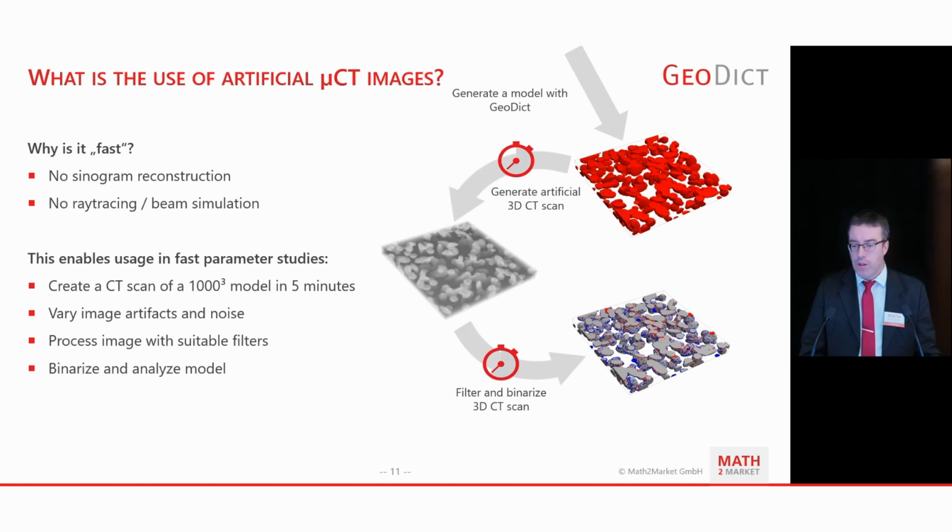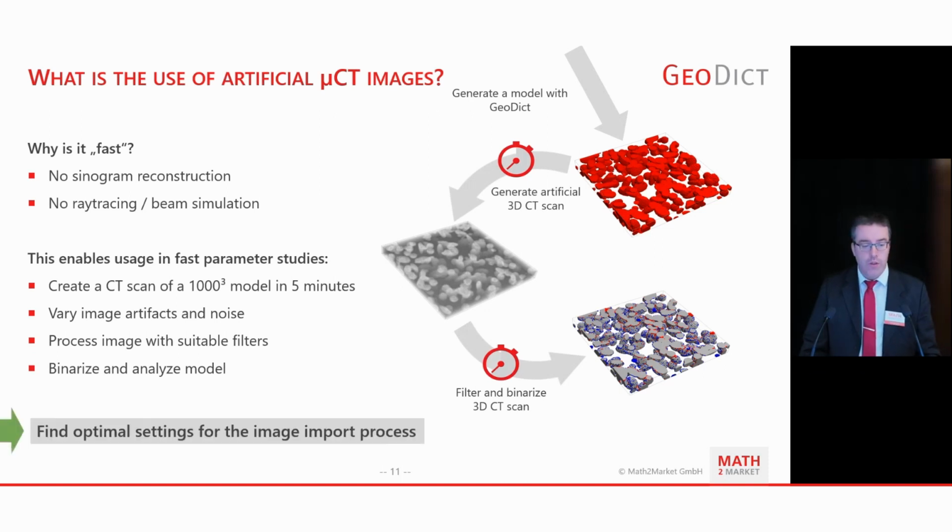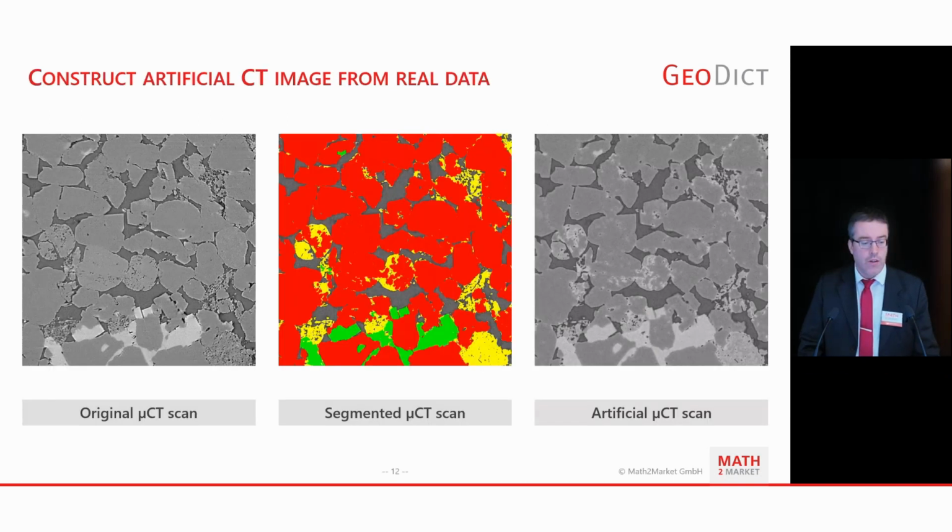Another use here, for example, would be to find the optimal setting for an image import process. I can also show you a comparison between an original CT scan, then the segmented data on that, and creating out of this one an artificial micro-CT scan again, and you can compare the left and the right-hand side. See what the difference is there, and maybe we can then tune the segmentation to better fit the original micro-CT scan, which is another workflow using this GeoApp internally.